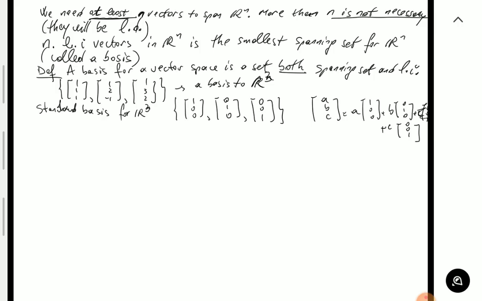So the number of vectors in a basis is also called the dimension of the vector space. As we know intuitively, the dimension of R3 is equal to 3, and so on.